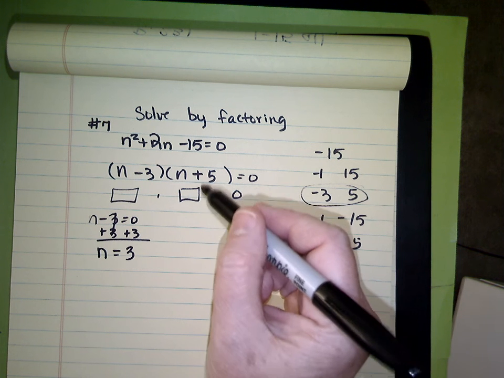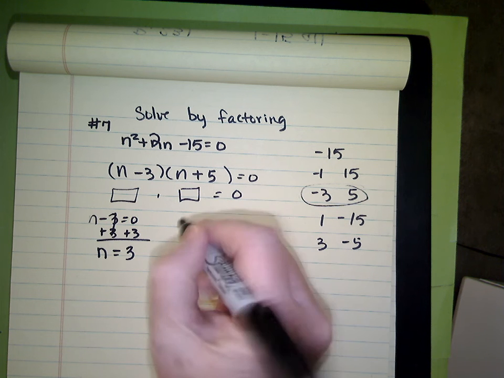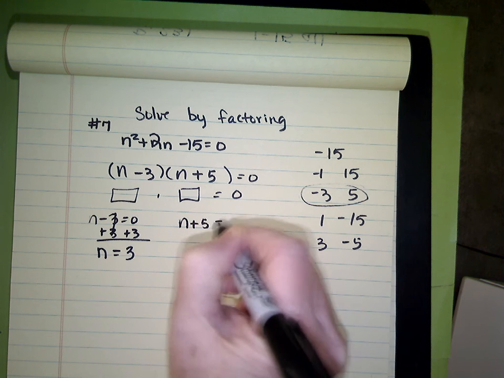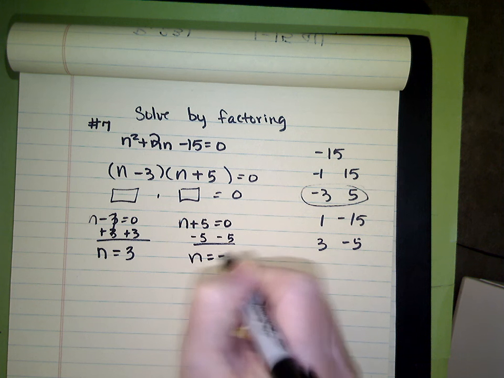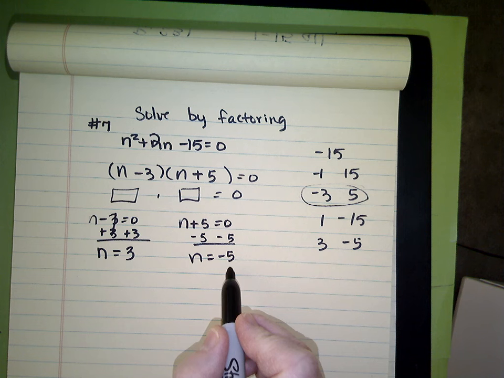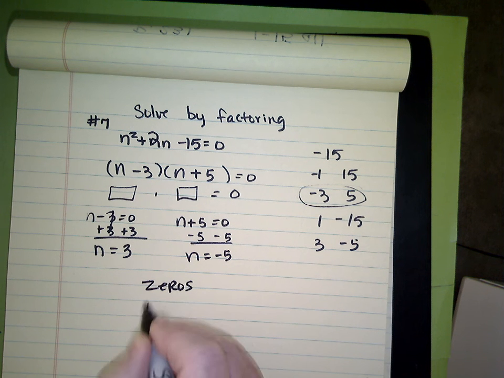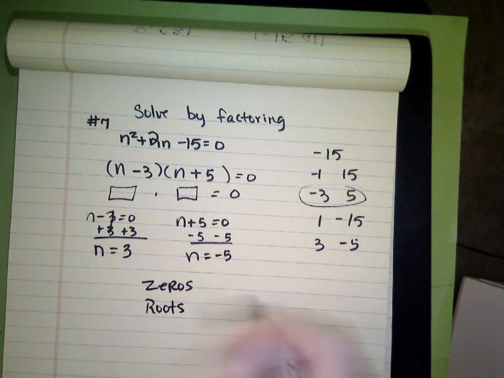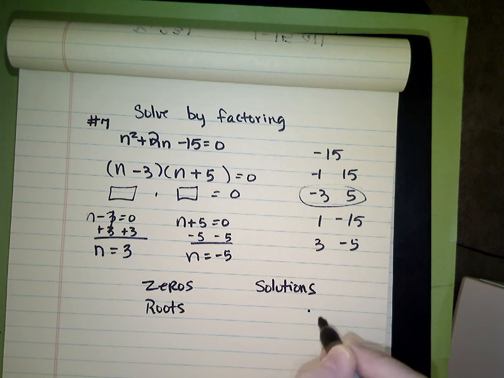And then you're going to do the same thing here because it might be this one that causes it to be 0. So if n plus 5 is the factor that's equal to 0, then n would have to be negative 5. So I get 3 and negative 5 for my zeros. These are also called roots. They're also called solutions. And on and on and on.